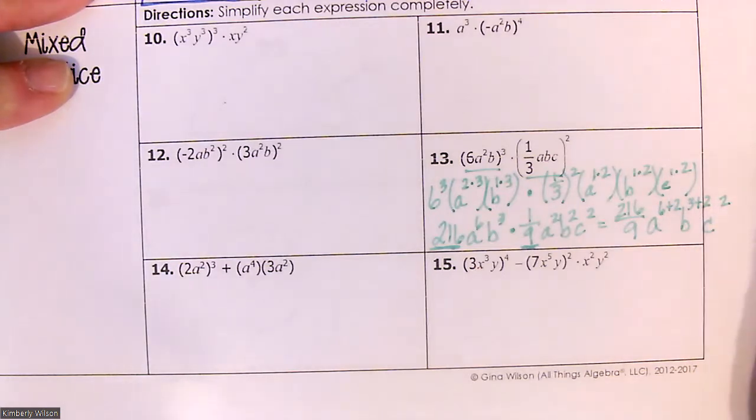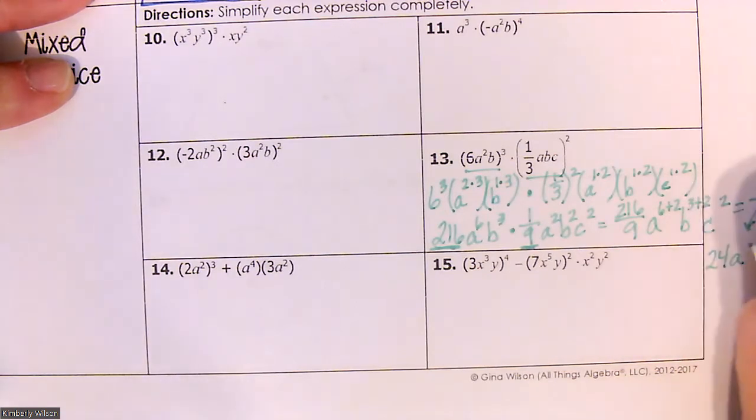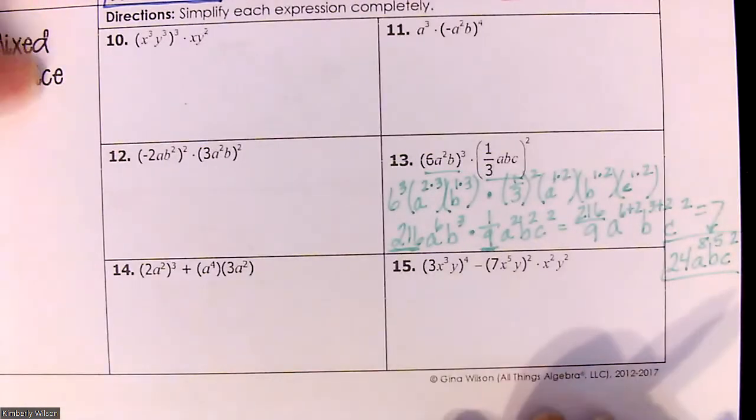And now for the final answer. 216 divided by 9, that's going to give me 24. A to the 8th, B to the 5th, C squared. There is my final answer.